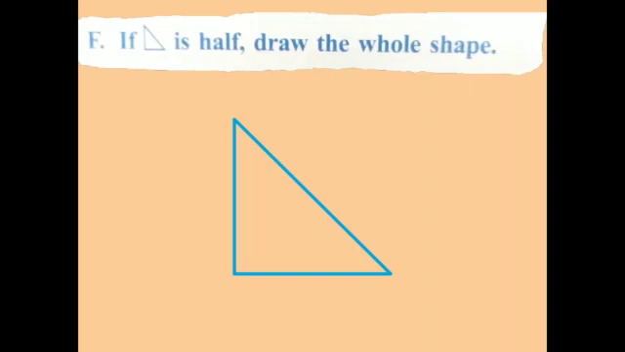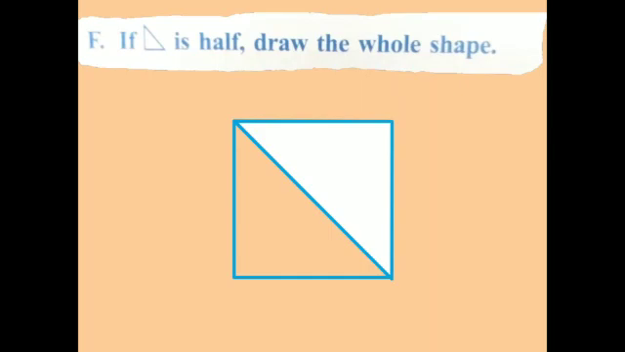Next, if the triangle is half, draw the whole shape. You all know that 2 halves make one whole. So 1 half of the triangle is here. So we want to draw another triangle. If you draw another triangle, we can get the square like this to make one whole shape.